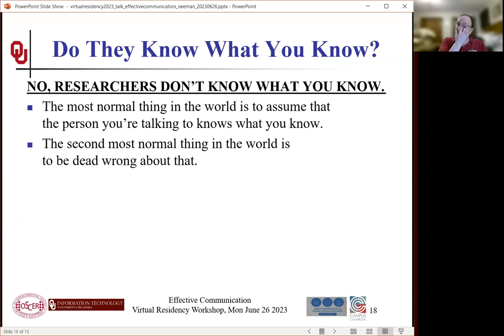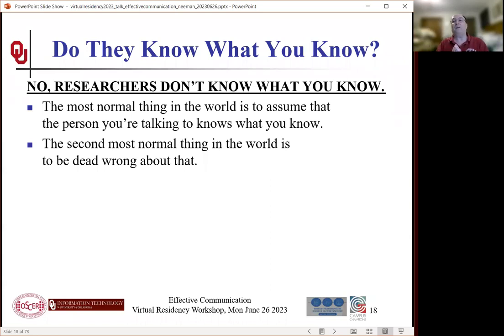Now, here's a tough one. Everybody's guilty of this, starting with me. You're explaining something, and you assume that they know what you know while you're explaining. Maybe not the exact thing you're explaining, but they know everything else you know. That is the most normal thing in the world, to assume that the person you're talking to knows what you know. The second most normal thing in the world is to be dead wrong about that. They don't know what you know. And everything that you think they know, they don't know.